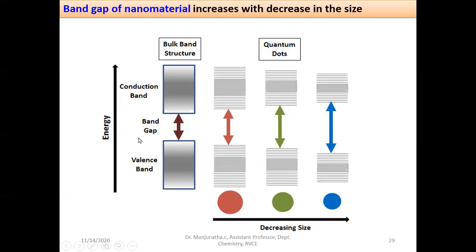semiconducting to insulating. Means in bulk state, it may be semiconducting. If you go to nano level, it may become an insulator. Its optical property is completely changed because of the large band gap. And also even in the valence band, there are discrete energy levels. Discrete energy levels. So this is how the band gap is changed for nanomaterial.